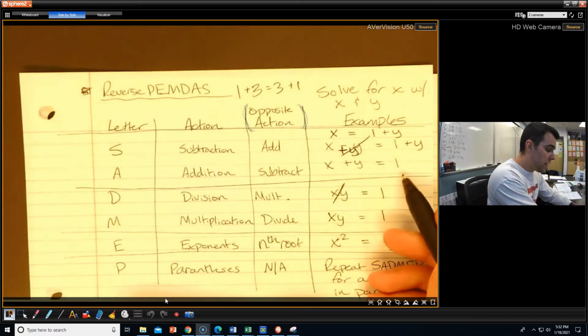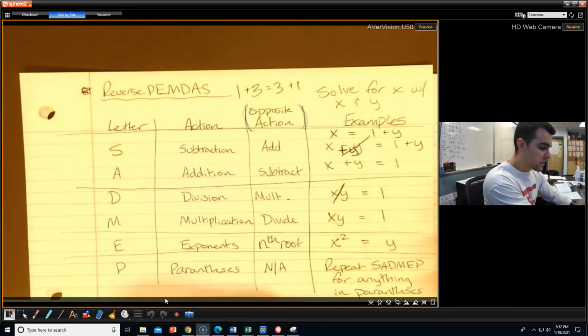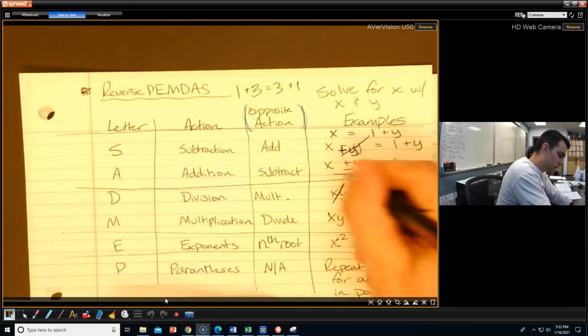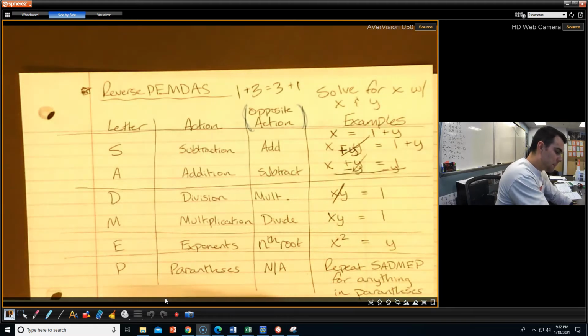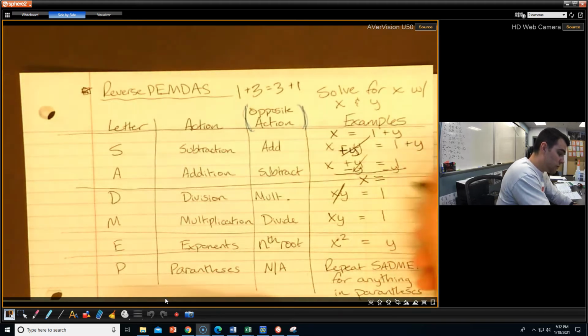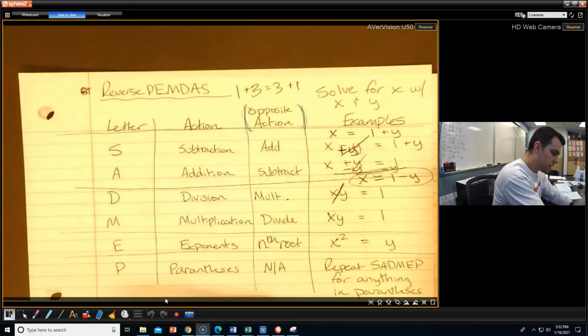If we have x plus y equals 1, the opposite of adding y is to subtract y. So it's the same thing I did up here, except this time I'm just subtracting y. And so I get x is equal to, I'm going to run out of room, x is equal to 1 minus y. Okay, we'll circle that, and we'll circle that.